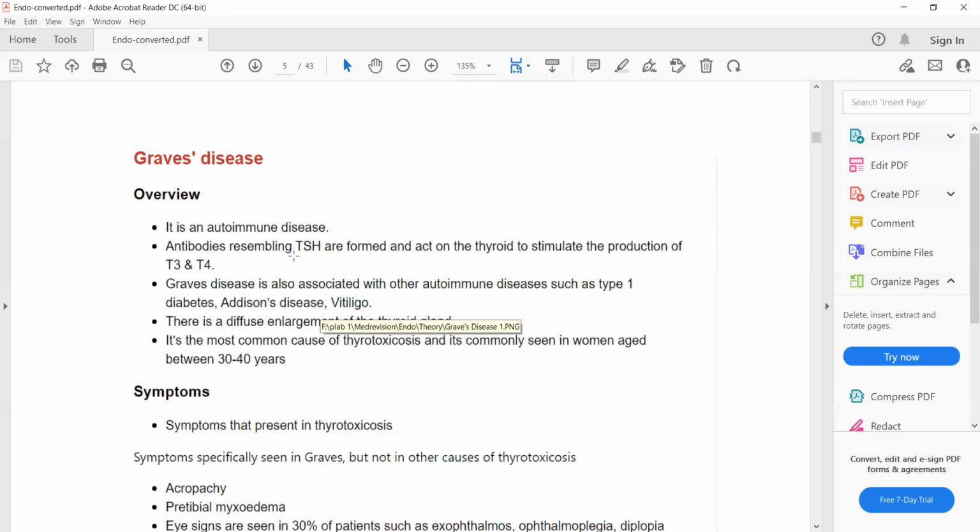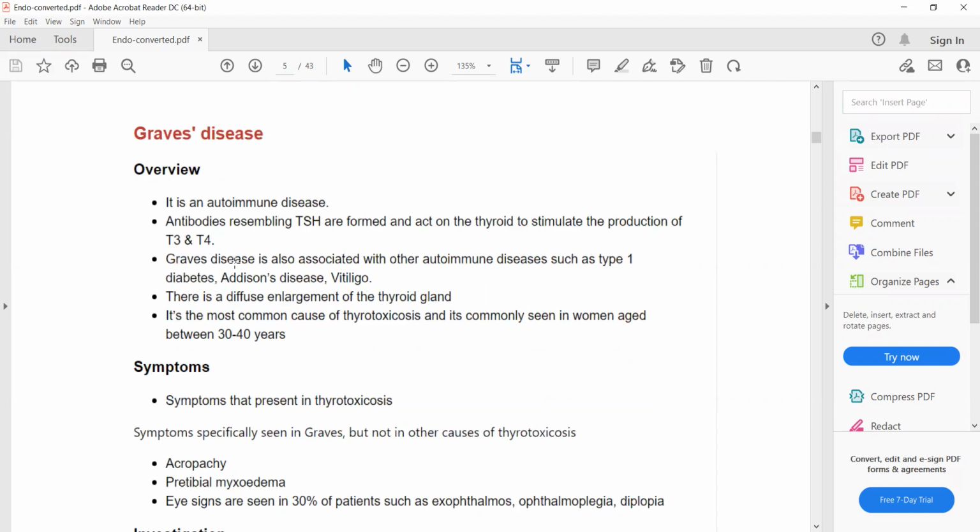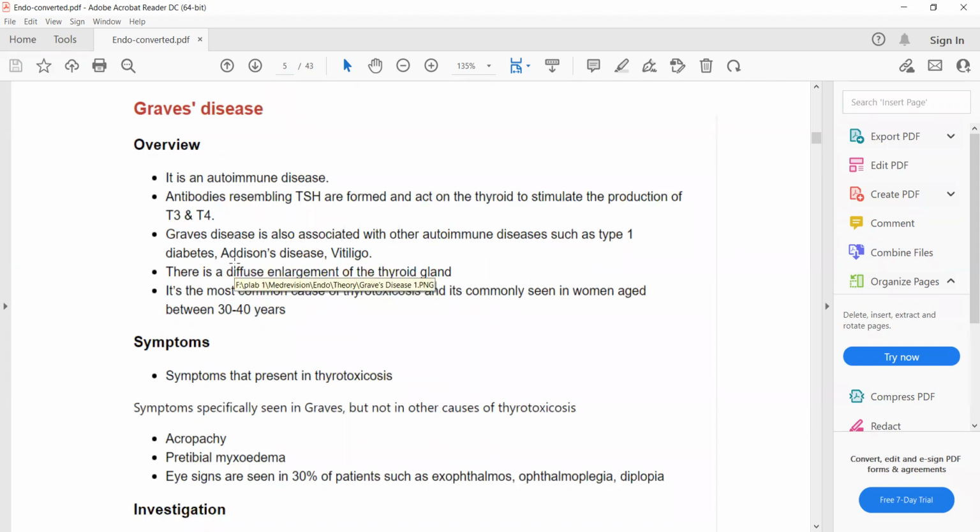There is increased production of T3 and T4 due to TSH resembling antibodies. So a high level of T3 and T4 will suppress the TSH levels. So the lab abnormality in Graves' disease will be high T3 and T4 and low TSH, because high T3 and T4 will suppress TSH level through a feedback inhibition.